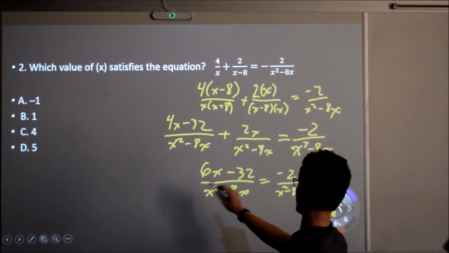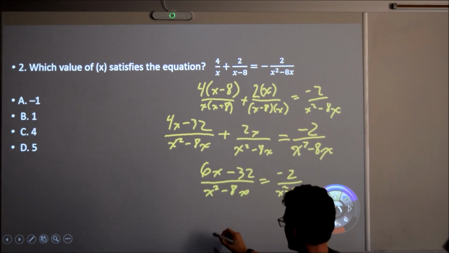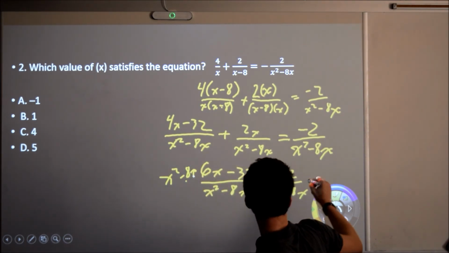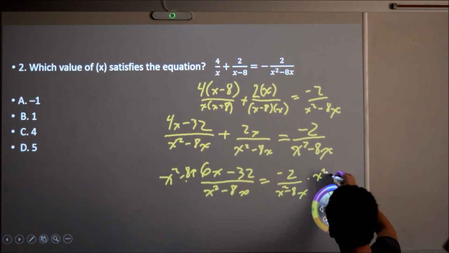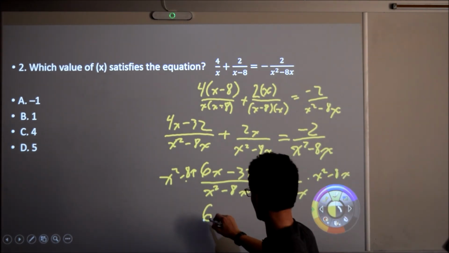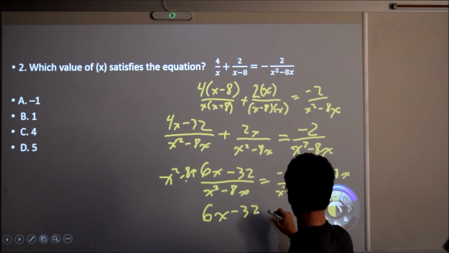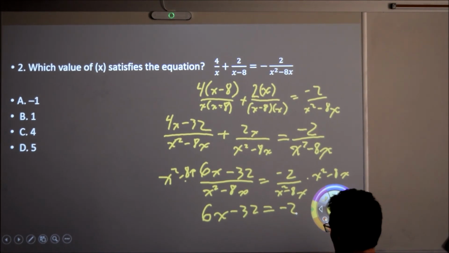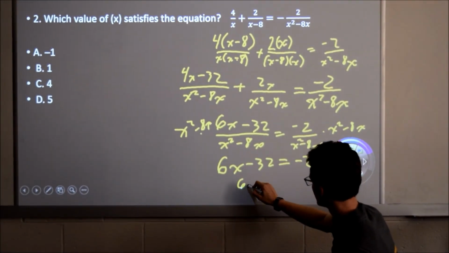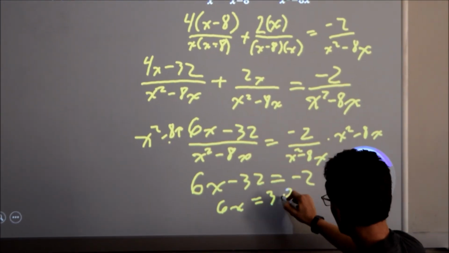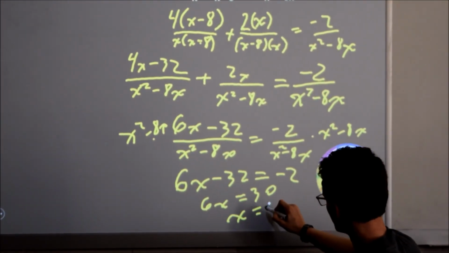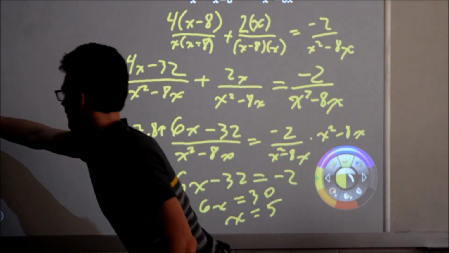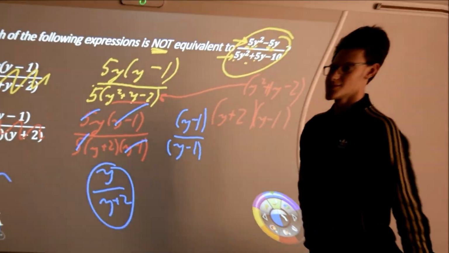So from now we can multiply both sides by the denominator, and that will get rid of the fraction. So you multiply this side by x squared minus 8x, and this side times x squared minus 8x. So now this will become 6x minus 32 equals negative 2. Now you want to move this negative 32 over to the negative 2 side to isolate the x. So 6x equals 30. Divide both sides by 6, and you get x equals 5. And if we look at our answer choices, D is the correct answer again. Hey, that's pretty good.